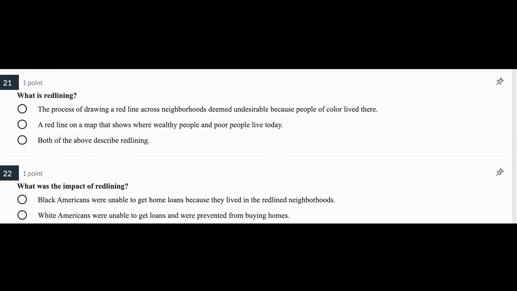21. What is redlining? The process of drawing a red line across neighborhoods deemed undesirable because people of color lived there. A red line on a map that showed where wealthy people and poor people live today. Both of the above describe redlining.